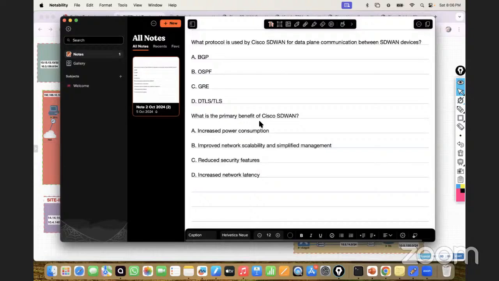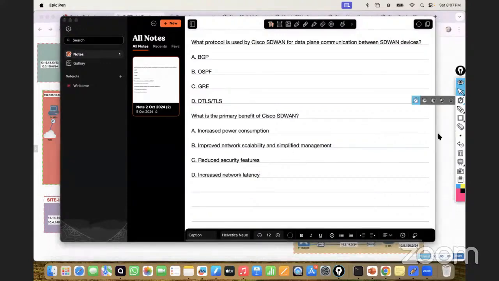We have a lot of benefits here. You can see they are giving options like this; this is how you're going to get exam questions as well, guys. I just want to give 4 or 5 questions to help your understanding. They are asking what the primary benefit of Cisco SD-WAN is. Increase the power consumption makes no sense to me. Reduce security features: if security is reduced, then there is no benefit. Security should be improved because we need a very secure network environment. Increase network latency: if latency increases, then the performance of the application is no use. So the correct answer in this case is B, improve network scalability and simplified management. And for the previous one the answer is D. So in both cases I got the correct answer from the audience.